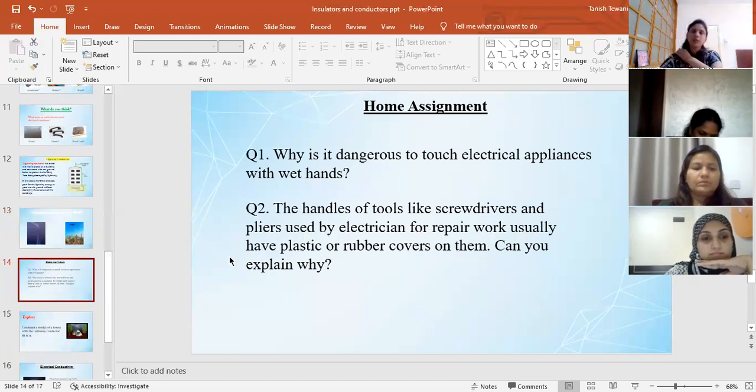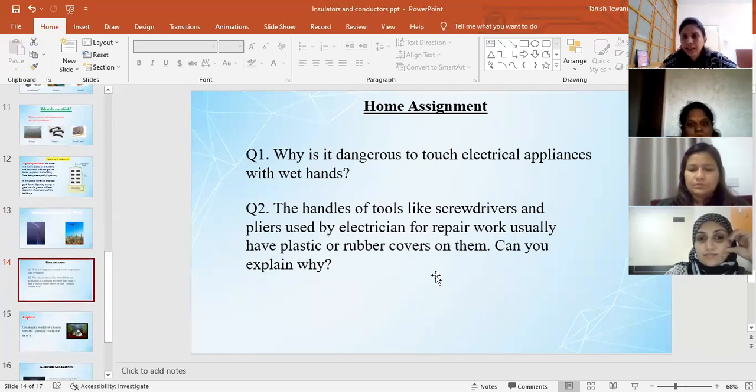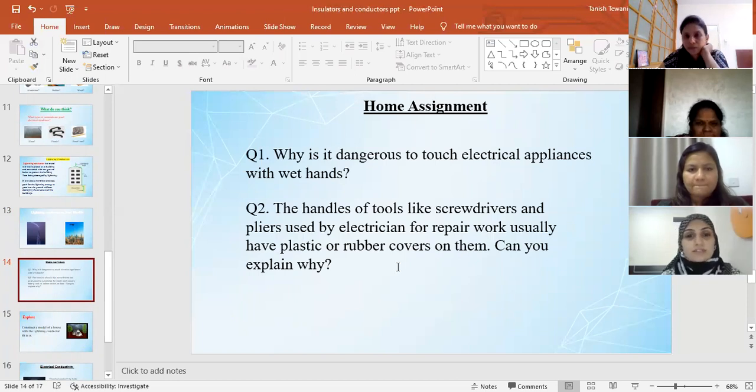Okay, so this is your home assignment, children. Two questions are there. Why is it dangerous to touch electrical appliances with wet hands? And number 2, can anyone read for me? Rabia, can you read number 2? Yes, ma'am. The handles of tools like screwdrivers and pliers used by electricians for repair work usually have plastic or rubber covers on them. Can you explain why?